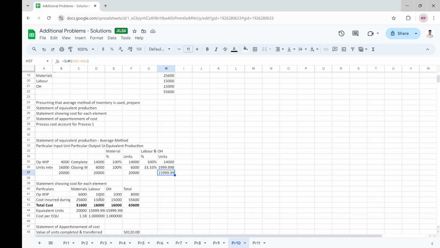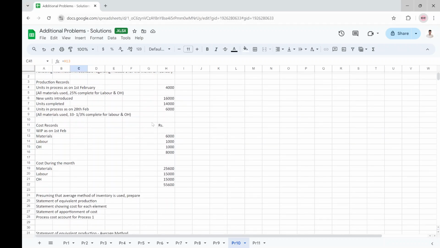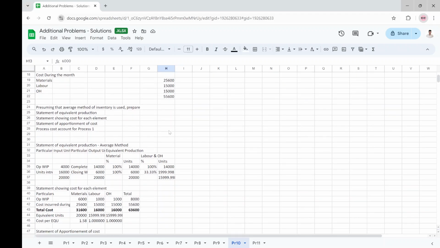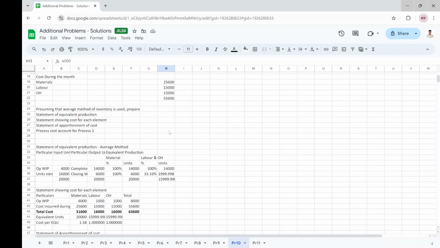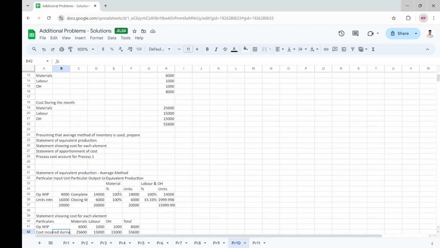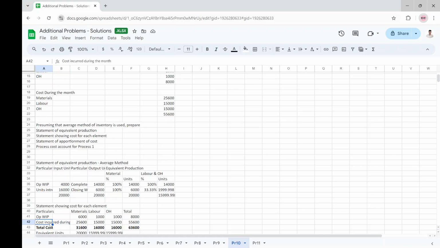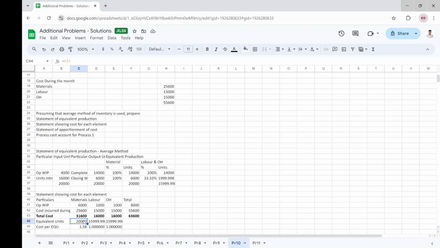Now to calculate, particularly for materials, opening WIP is given 6,000, and cost incurred during the month is 25,600. Total cost is 31,600. Equivalent unit is 20,000. You will get cost per equivalent unit.